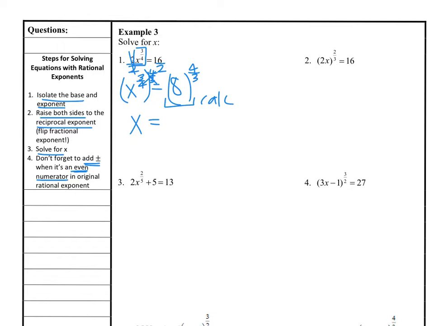All right, plug that into your calculator. You get x equals 16. No plus or minus again because there's no even original exponent in the numerator.